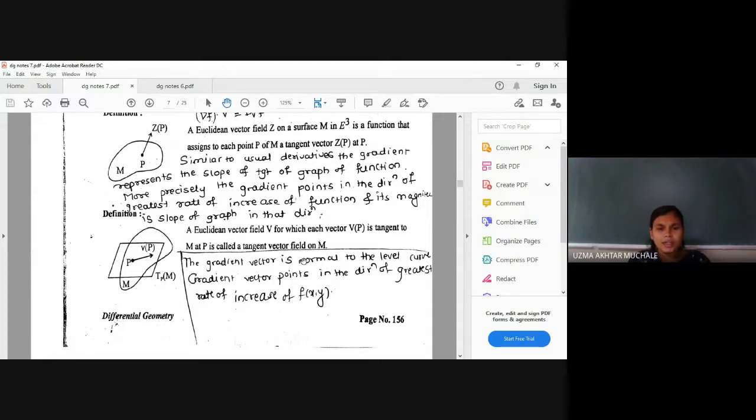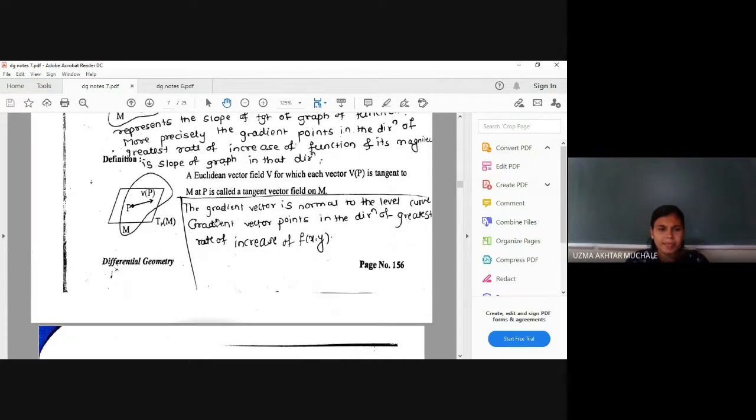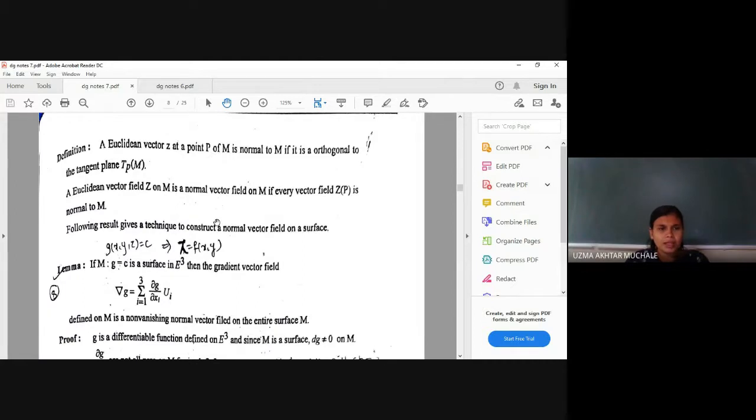What is a vector field? A vector field is nothing but the collection of all the tangent vectors at every point P of E3 space. But now we have restricted this to a surface M. So a Euclidean vector field for a surface M is nothing but, at every point P of the surface M, if we collect a tangent vector, that will become a tangent vector field. Okay, if you have a doubt, you can ask me.